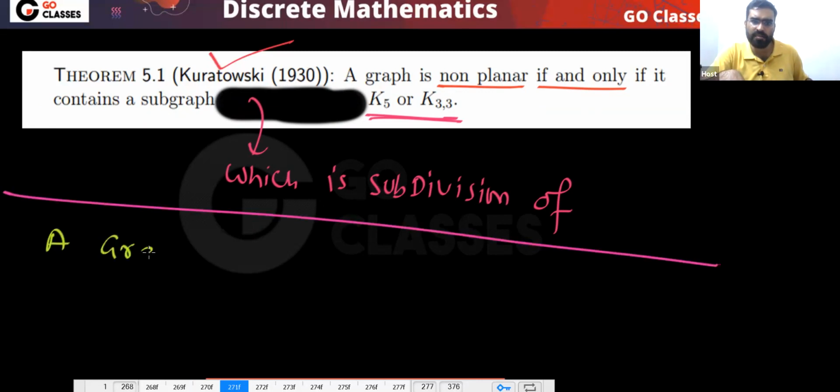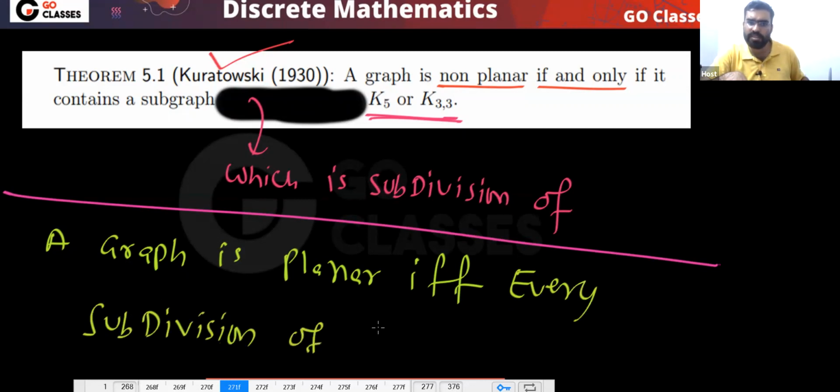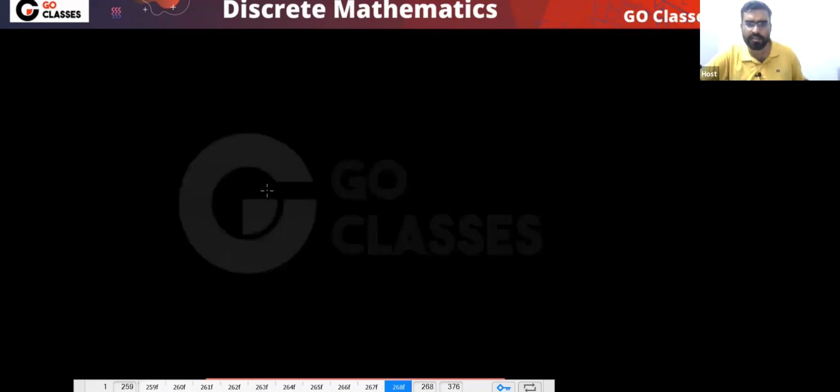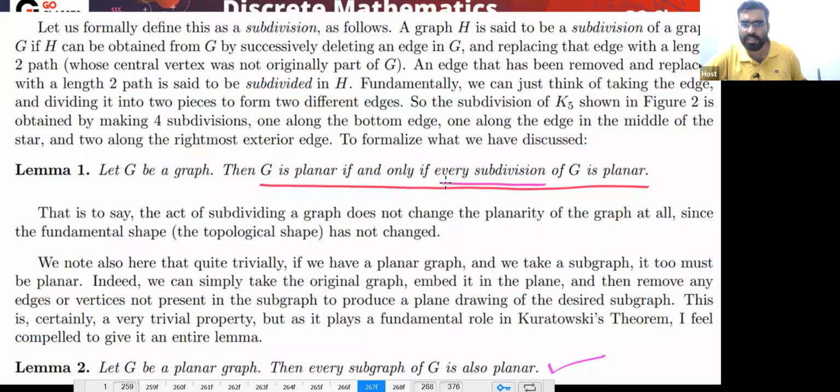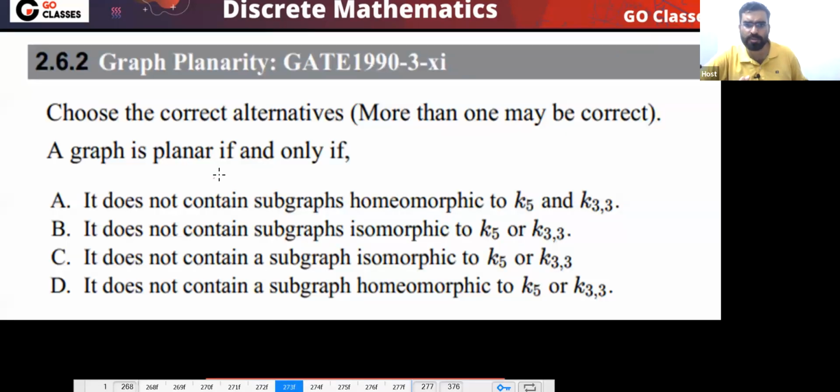A graph is planar if and only if every subdivision is planar. Every subdivision of G is planar. A graph G is planar if and only if every subdivision of G is planar. Okay, so anyway, this is the complete topic, and this was an optional topic. Again, I am telling you, this was an optional topic.